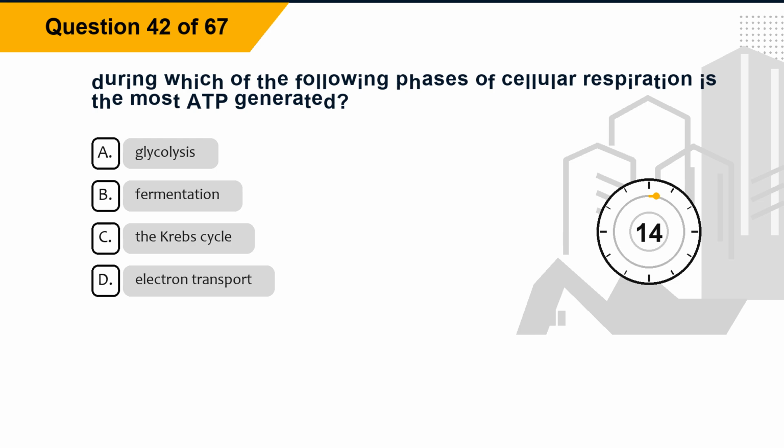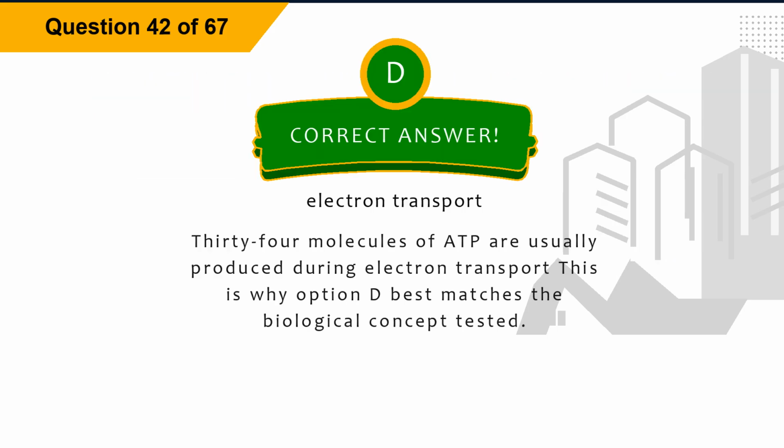Question 42. During which of the following phases of cellular respiration is the most ADP generated? Option A, glycolysis. Option B, fermentation. Option C, the Krebs cycle. Option D, electron transport. The correct answer is option D, electron transport. Explanation. 34 molecules of ATP are usually produced during electron transport. This is why option D best matches the biological concept tested.